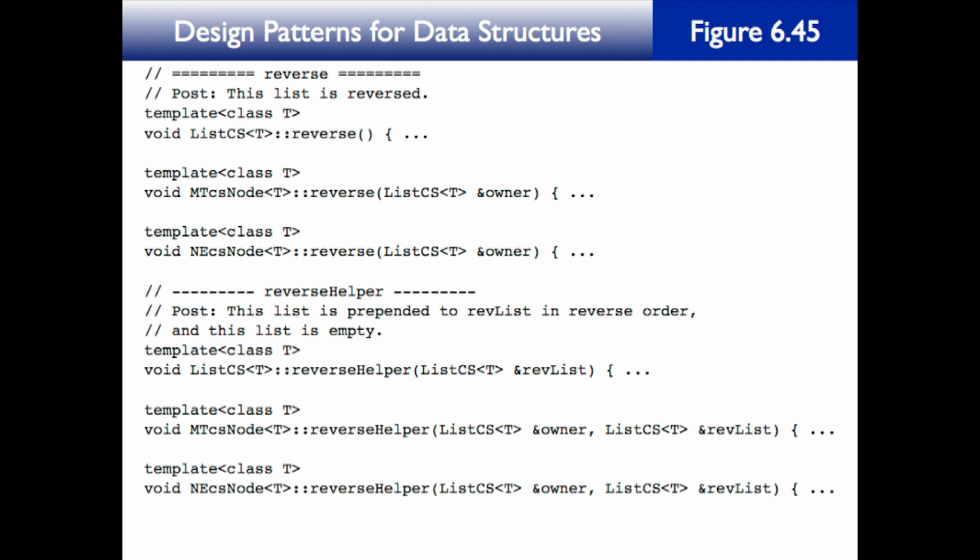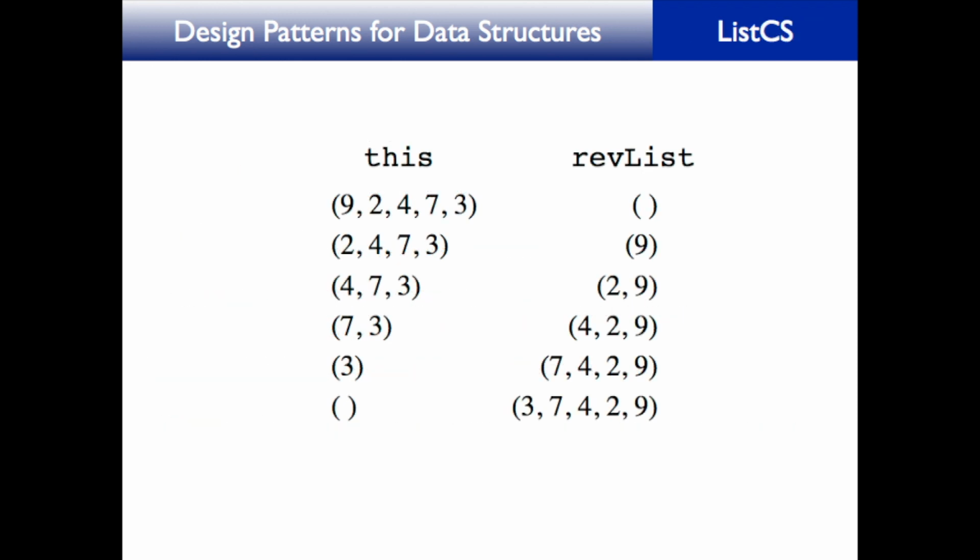To show this, in the next slide we have this diagram that has this and rev list. What the algorithm does is it sets up an auxiliary rev list that starts off empty. Each time it makes a recursive call, it takes the first element of this and prepends it to rev list. So you see on the first line, the 9 is peeled off from this and prepended to rev list. That gives us the 2, 4, 7, 3 and the 9. Then we remove the 2 from this and prepend it to the 9.